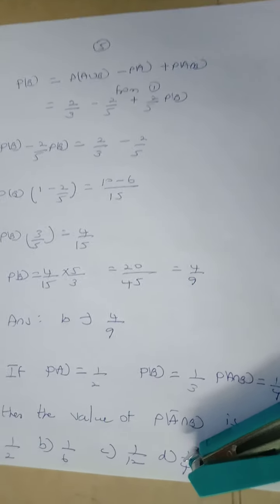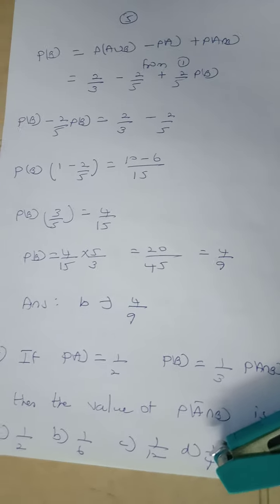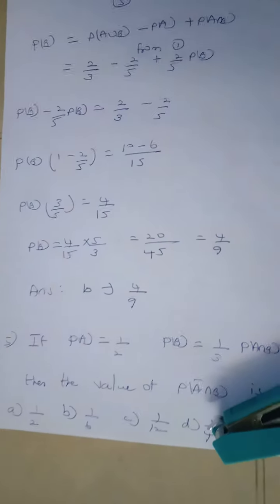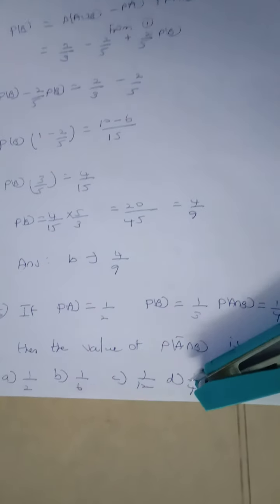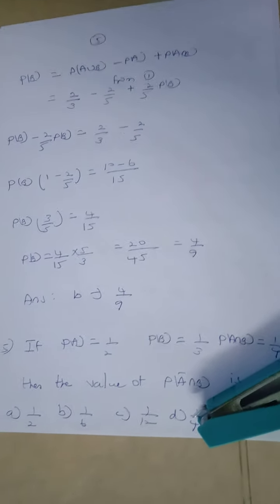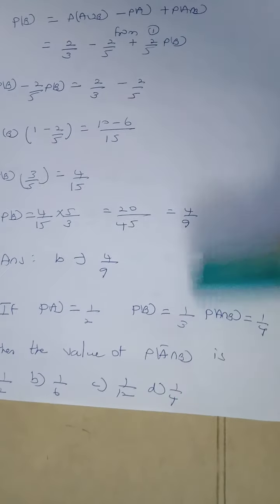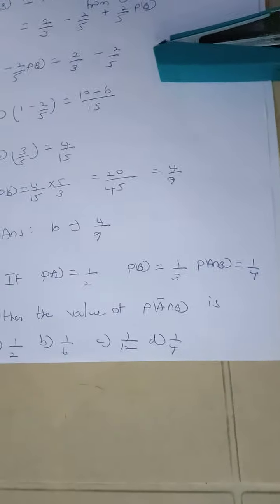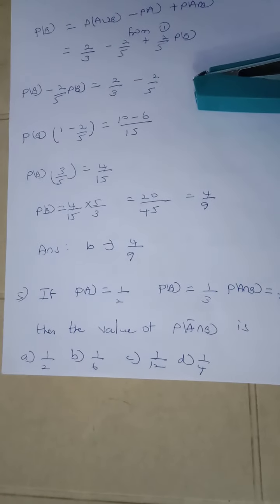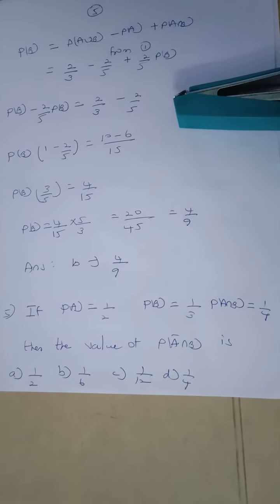So in the addition theorem of probability, we are just bringing terms to the other side. Probability of B is equal to probability of A union B minus probability of A plus probability of A intersection B. Probability of A union B is given as 2 by 3 and probability of A is given as 2 by 5. Instead of probability of A intersection B, we are substituting 2 by 5 probability of B from equation 1. So we are bringing 2 by 5 probability of B into the left hand side, and we take probability of B common, which is equal to probability of B into 1 minus 2 by 5.